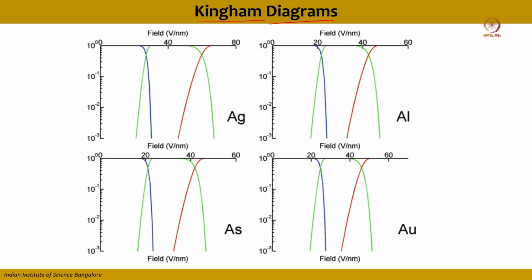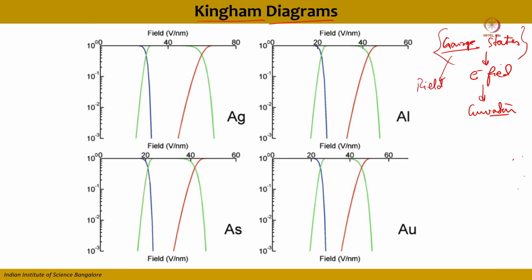So we also discussed the Kingham diagrams. We talked about the charge states that directly depend upon the induced electric field, and that is directly related to the local curvature. These charge states are a function of the electric field present near the tip, and depending upon the element and the charge, they have a different evaporation field.